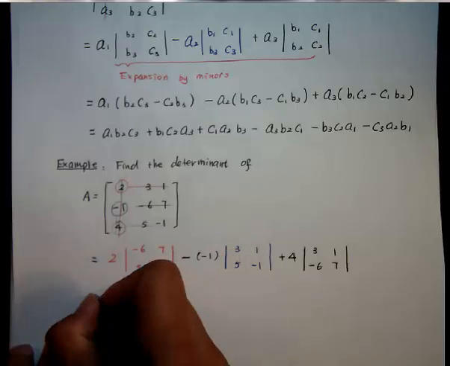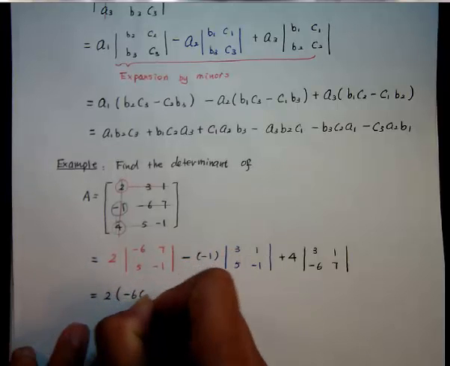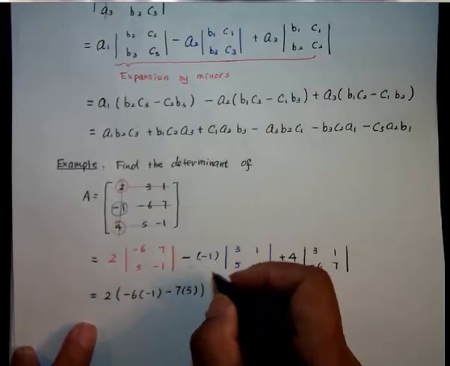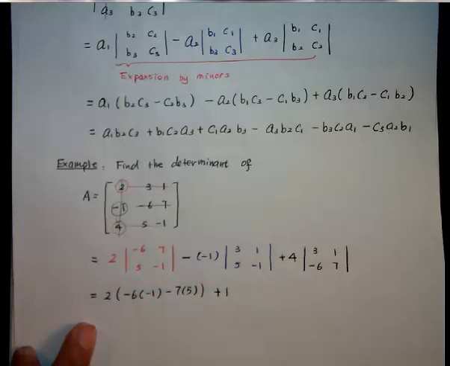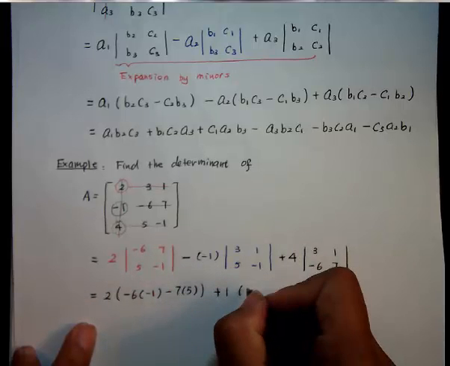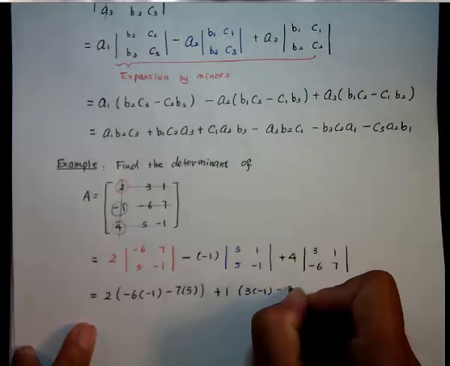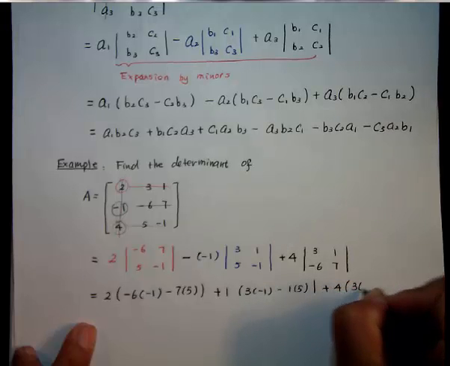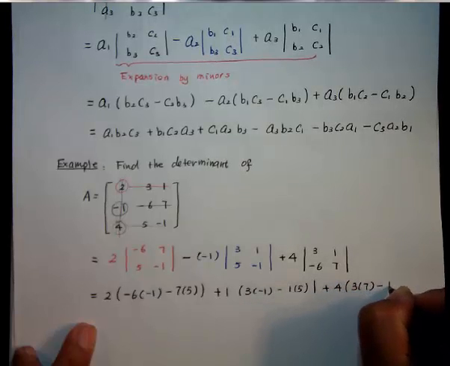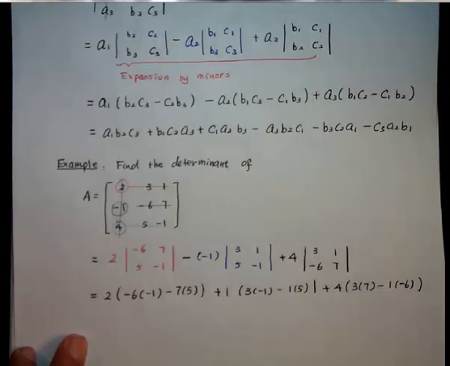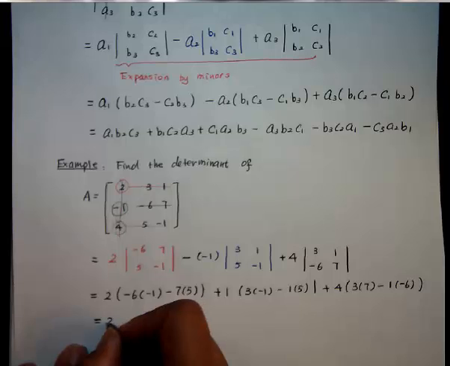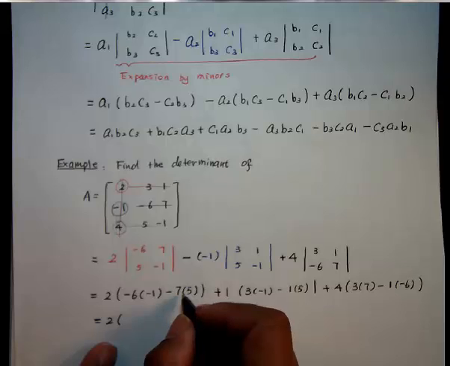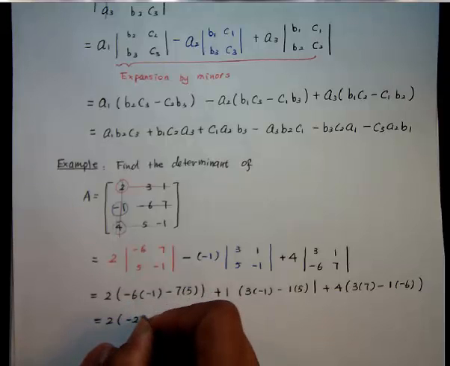Right. So this is 2 times negative 6 times negative 1 minus 7 times 5. Second, I can just apply the negative, get positive, and we get 3 times negative 1 minus 1 times 5, plus 4 times 3 times 7 minus 1 times negative 6. Let's simplify this. So that will be 2 times positive 6 minus 35. That's negative 29. Okay.